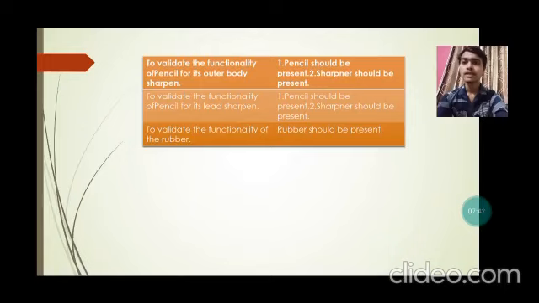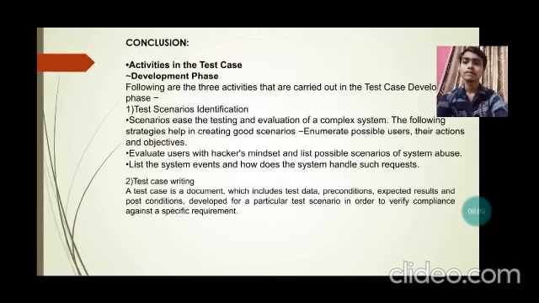To validate the functionality of the pencil for its outer body sharpening, pencil should be present. Sharpener should be present. To validate the functionality of the pencil for its lead sharpening, pencil should be present. Sharpener should be present. To validate the functionality of the rubber, rubber should be present.